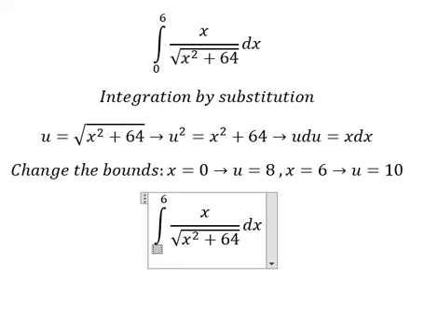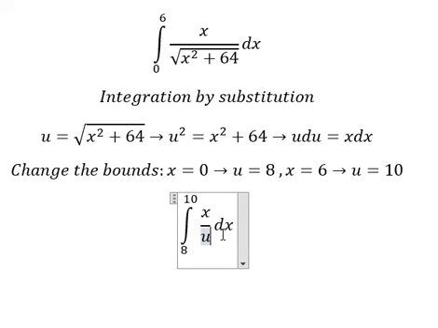So 0 we change to 8. 6 we change to 10. The square root we change to u. s ds we change to u du.